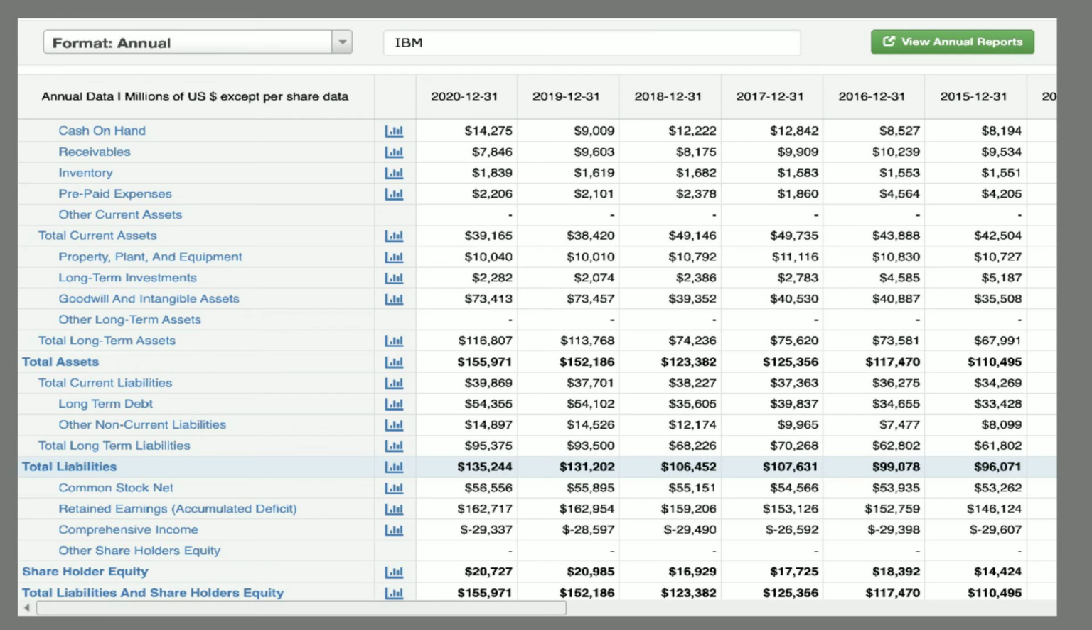Equity is the difference between the assets and liabilities. It consists of outstanding shares of stocks added to liabilities. Stockholders' equity causes the balance sheet to balance. For example, in this balance sheet, we see that assets are $155,971 million. And the addition of liabilities, that is $135,244 million, and shareholder equity, that is $20,727 million, is $155,971 million.